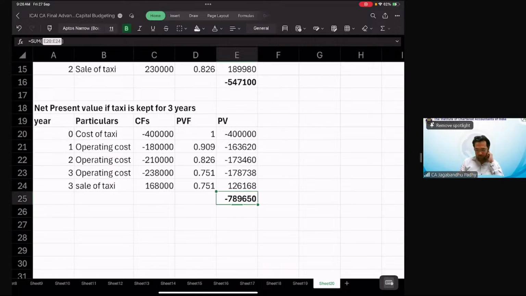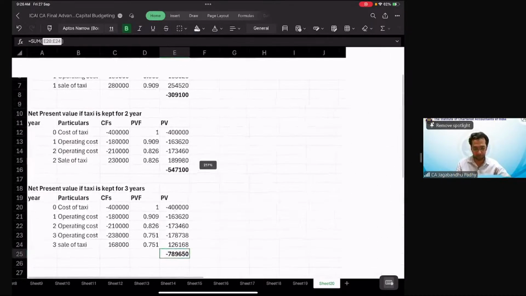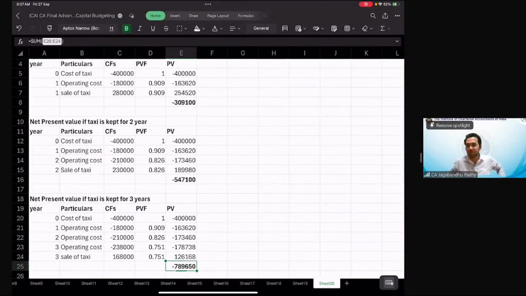So just check if you're getting the NPV of 7 lakh 89,650 negative if the taxi is kept for 3 years. Yes, 7 lakh 89,650, everyone. If the taxi is kept for 3 years, we are going to get 7 lakh 89,650. Yes, okay.